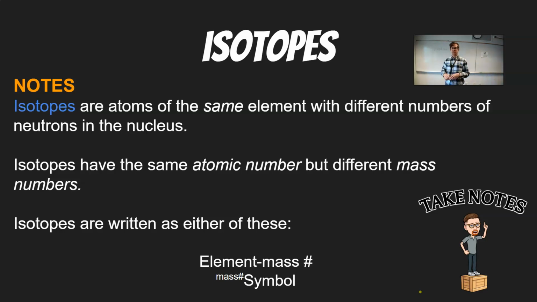Isotopes have the same atomic number, right? So they're the same element, they have the same atomic number and the same number of protons. But because they have different numbers of neutrons, they have different mass numbers. And then there are 2 ways of writing isotopes, generally speaking. We either say the element name and then the mass number with a little dash in between, or we put the mass number above and to the left of the symbol for the element.